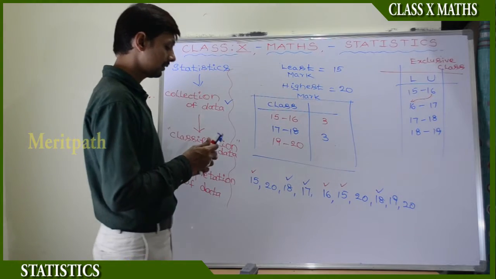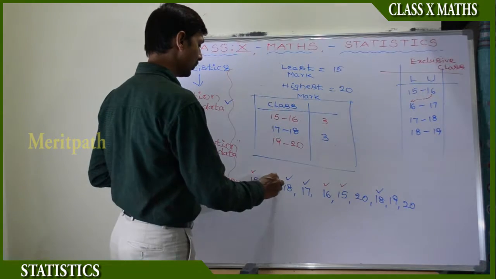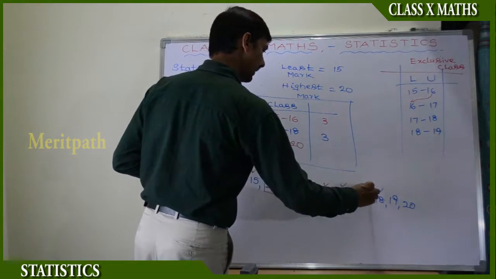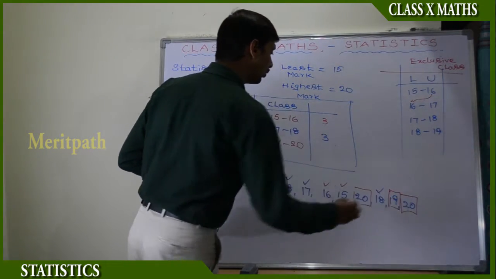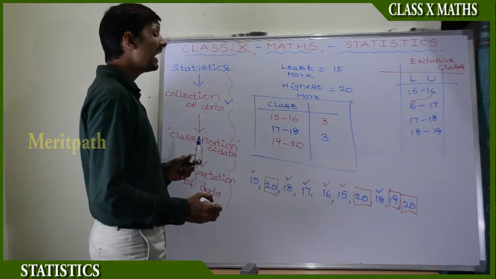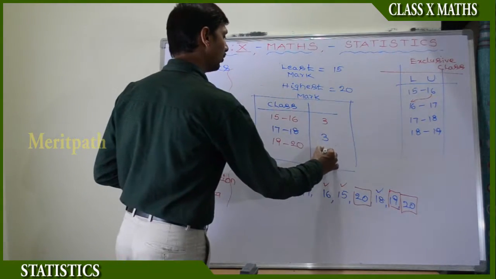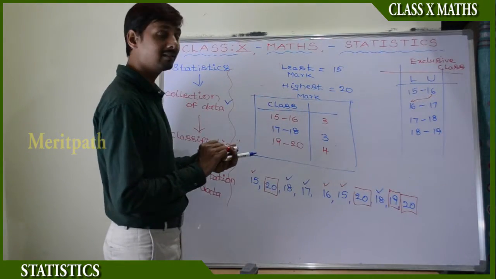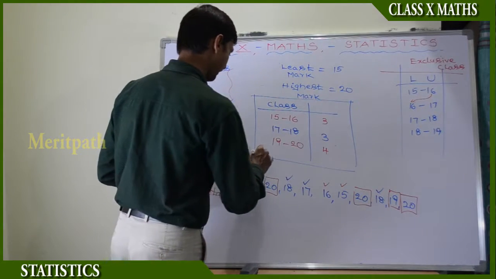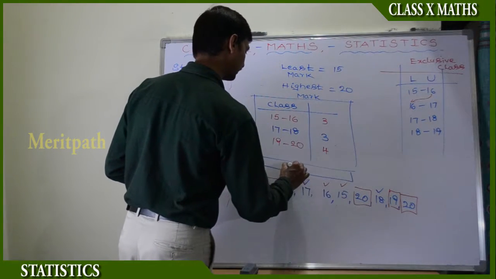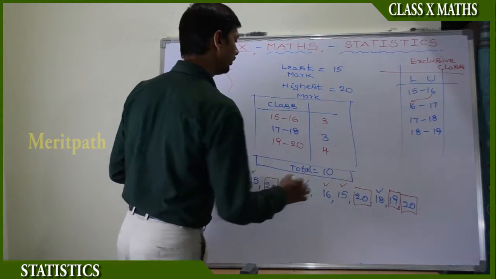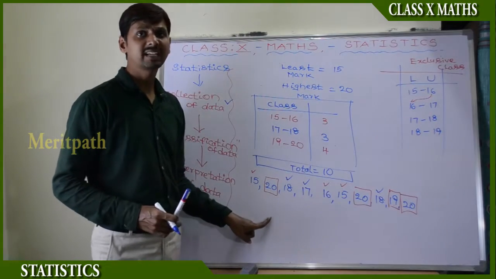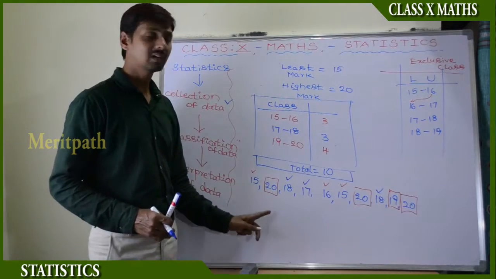Let's find out how many students got from 19 to 20, including the 19 and 20 marks. That is 20, 20, 20 and 19. There are 4 students with 19 and 20. Total students, let's count here, total students are 10. We have taken the marks of 10 students, so the marks are written.